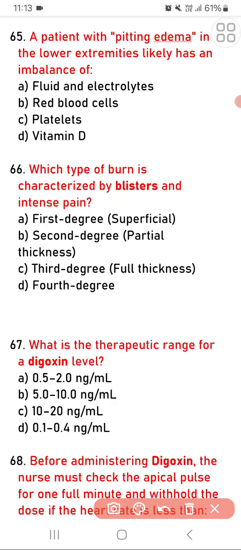A patient with pitting edema in the lower extremities likely has an imbalance of fluid and electrolytes. Which type of burn is characterized by blisters and intense pain? Second degree burn, that is partial thickness. What is the therapeutic range for a digoxin level? 0.5 to 2.0 ng per ml.